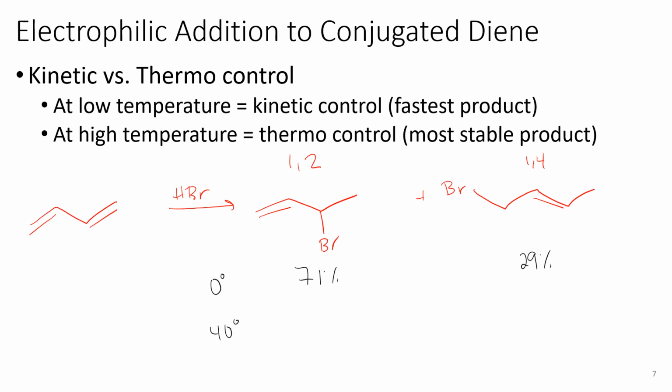If I increase the temperature to 40 degrees, we will see a reversal in this. This is now going to be our thermodynamic control, and remember, thermodynamics is going to produce the most stable product. In this scenario, the most stable product is the 1,4 product, because we see a change in the stability of the alkene. The alkene here is now an internal alkene. It's a disubstituted alkene, so it is more stable, whereas that initial 1,2 product has a less stable alkene. So we see a reversal in our percentages, and at 40 degrees Celsius, I would have the 1,2 product at 15% and the 1,4 product at 85%.